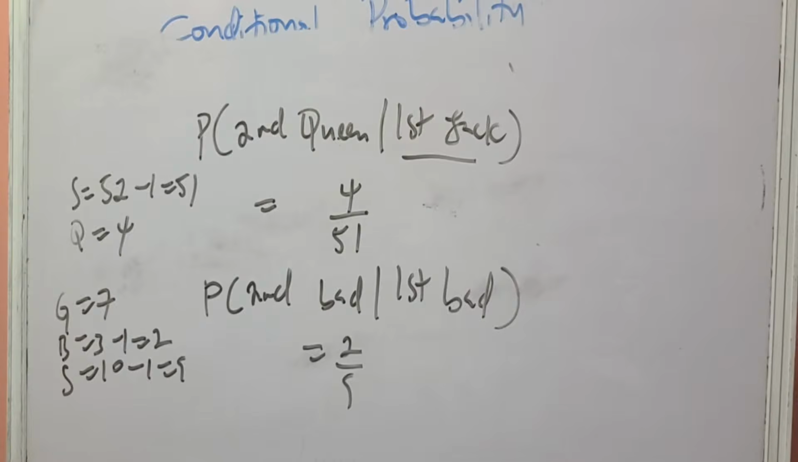Just 2 more questions. A bag contains 5 red and 5 blue balls. Find the probability that the second is red, given that the first was blue.